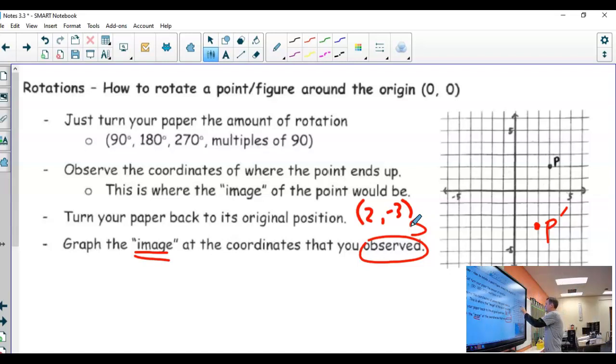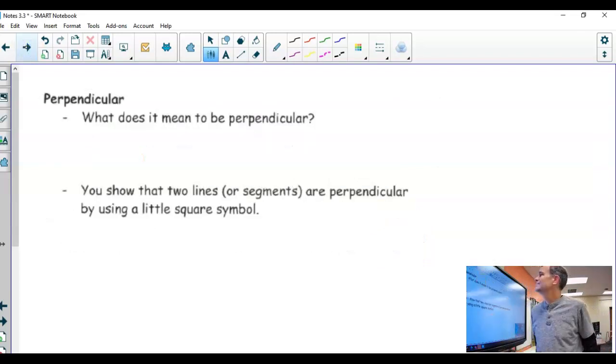right? And point P could rotate all the way around the origin, right? Point P, if I rotated it, would end up somewhere on this circle, depending on how many degrees I decided to rotate it. I did a 90-degree example. All right, hopefully you got that.